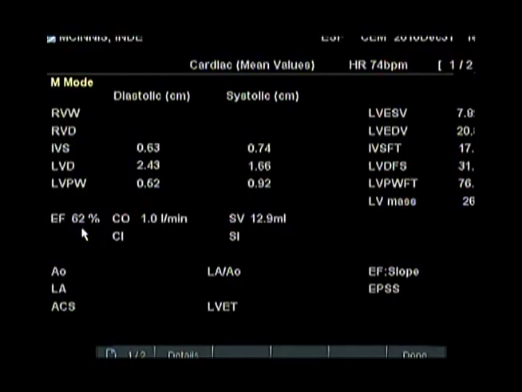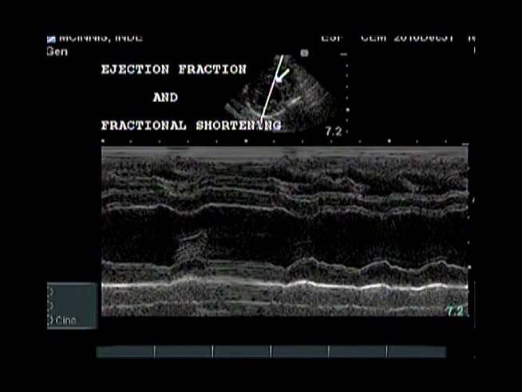Fractional shortening is a calculation of the percentage decrease in left ventricular size between diastole and systole, but it is valid only at the point where the M mode cursor is placed. Fractional shortening for a dog is 28 to 48%, and for a cat it is 39 to 61%.